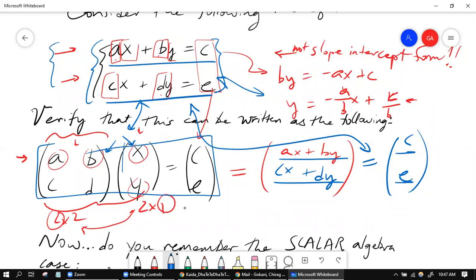So if we can solve this, we want to find x and y. This is the solution. This is what we used to write as the ordered pair. That's all this vector is. That's our solution. So if you can find this solution using some matrix methods, then you're done. Make sense?